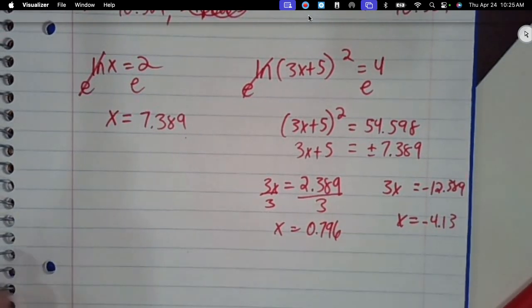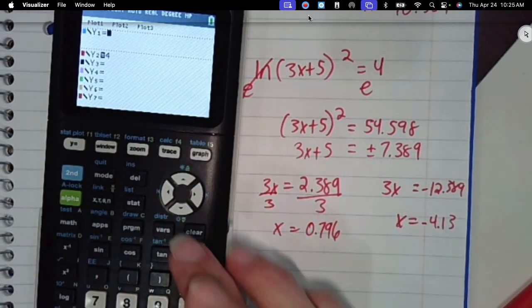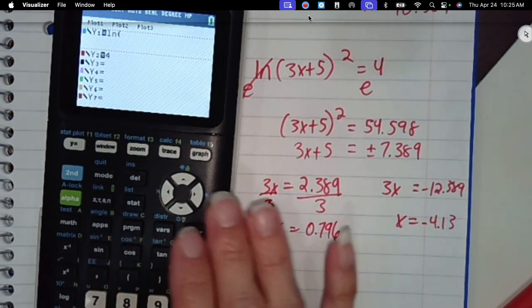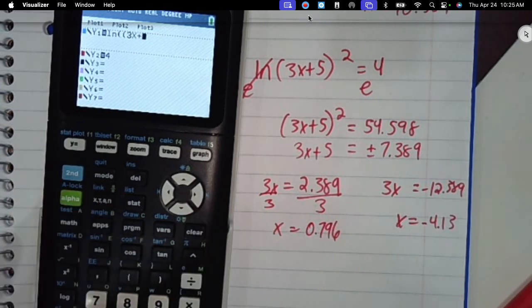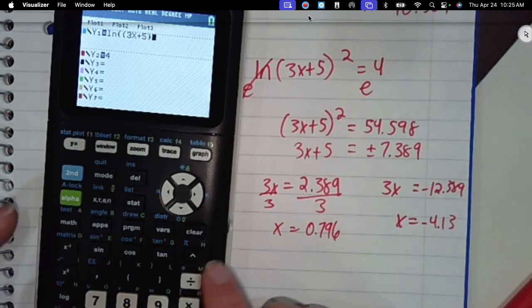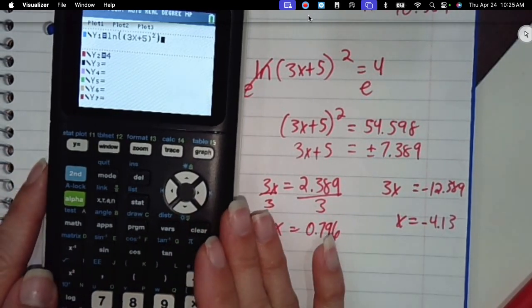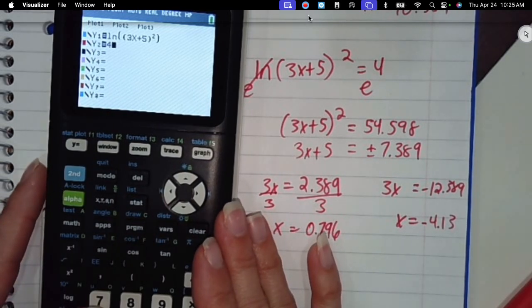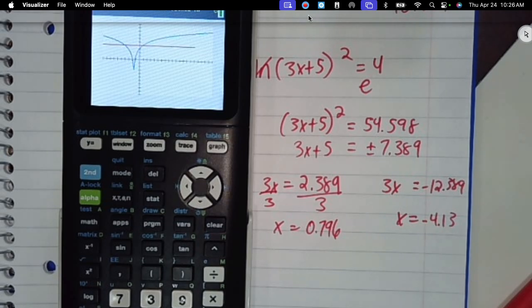You want me to graph it? Do you check it? Yeah, I'll check it with my graph. That's another way to do it. Natural log of 3x plus 5, be careful, it must be in double parentheses, which is weird. I got 7, and then I've got 4. And I'm looking at my graph, and boom, it's going through both of those points.